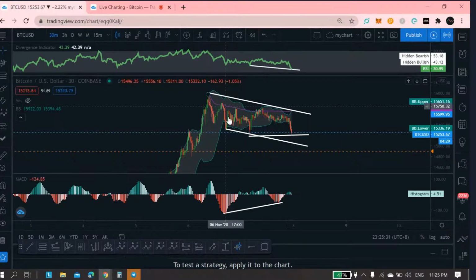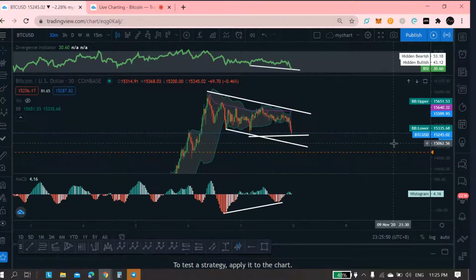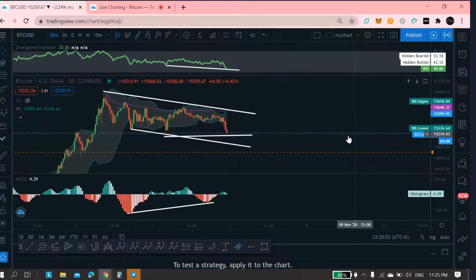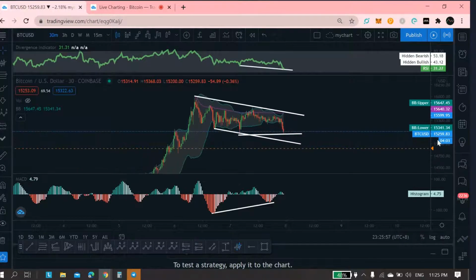So there, it crossed below, so it's a short. It failed to break. Another short. Here it broke out, but it failed to sustain the upward momentum. So another short. Yeah, I think let me try this one. The VWAP seems like an interesting one. So yeah, let's see. Hopefully it will increase my profitability in trades.